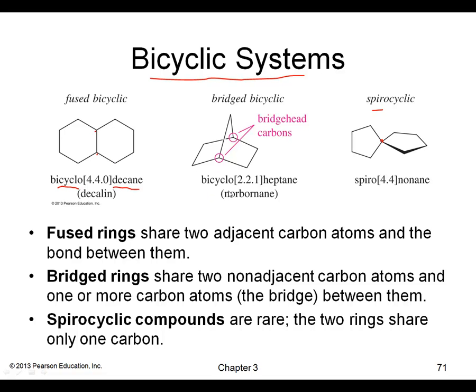Here this bicyclo, if I go this way, is 1, 2. This way 1, 2, and this way 1. So I have a bicyclo 2,2,1, total number of carbons 7 for heptane. Okay. For the spiro, I indicate it's a spiro. Then I count the number of carbons, 1, 2, 3, 4, and this way 1, 2, 3, and 4. So spiro 4, 4, and then the total number of carbons is 9, so I have nonane.